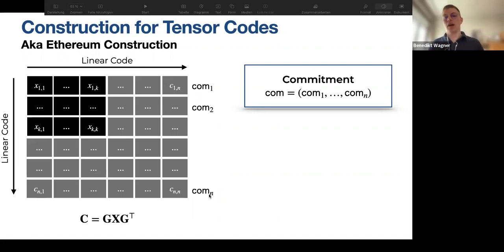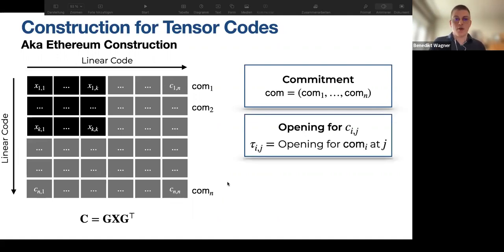Now we should think about these two binding notions, position binding and code binding. First, to understand that, let's see what an opening looks like. Let's say I want to open this symbol of the code word. It is associated to some row commitment, and I just open it with respect to this commitment. That's how you open it. Position binding is easy, because every position is associated to a row commitment. If you break position binding of this new construction, you break it for this specific row commitment. Therefore, the position binding here follows from position binding of the underlying scheme, for example, KZG.